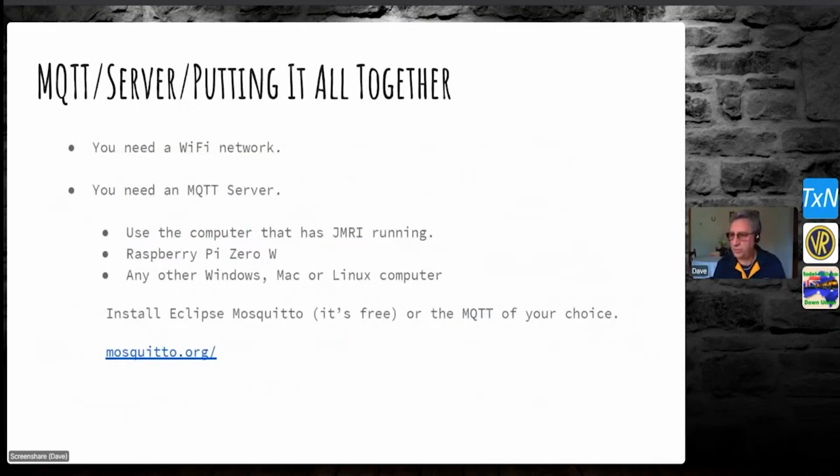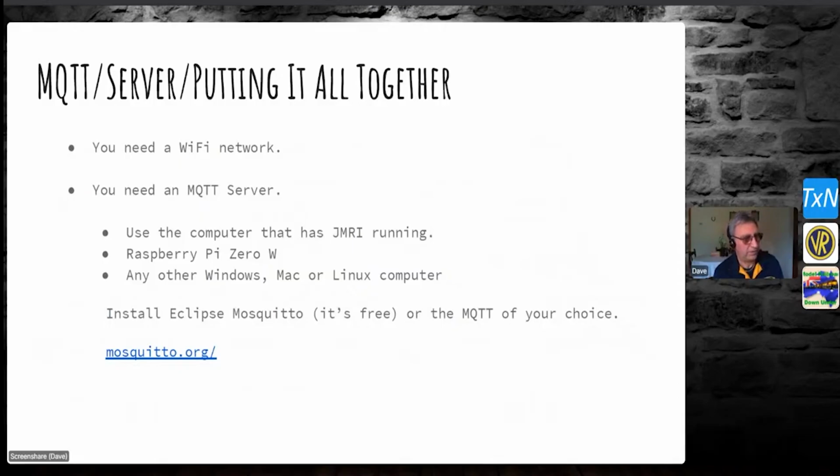Okay, now a little bit about putting it all together. You need a Wi-Fi network. We send messages over Wi-Fi. It is the easiest. Yes, it can be wired Ethernet, but Wi-Fi is easy. You need an MQTT server. This can be the computer that you're running JMRI on, or it can be a Raspberry Pi Zero, if you want a small one, or any other computer that you have handy that you'd like to use.